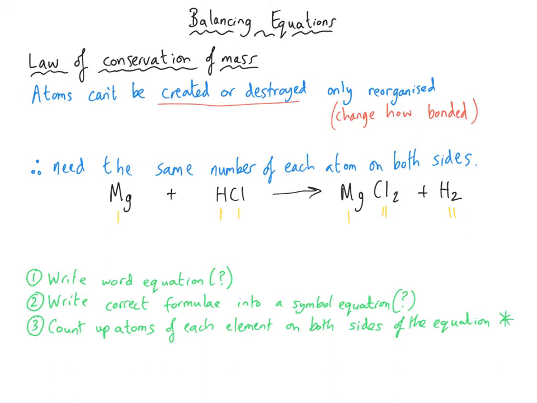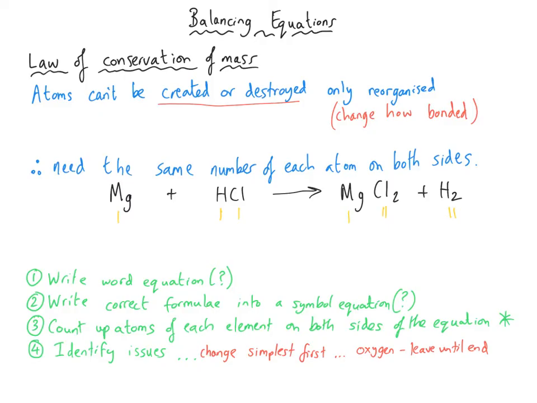And then you need to look at what it is that needs to be changed, and change the simplest thing first. And by that I mean change the thing that appears in the fewest number of formulae, so the element that is only on each side once. And so typically things like oxygen might appear in lots of different places, and so we should leave that towards the end.